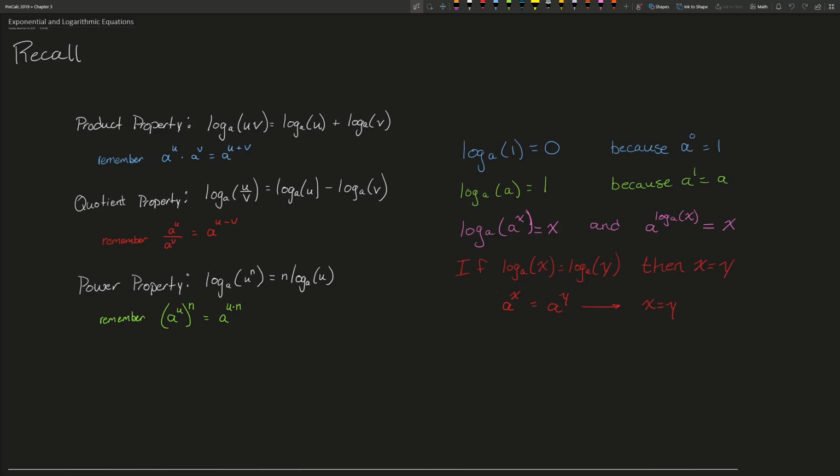In this video, we will be talking about solving exponential and logarithmic equations. Before we do that, we need to recall a couple of things, mainly the properties of logarithms and exponential equations that we've gone over so far in this chapter.